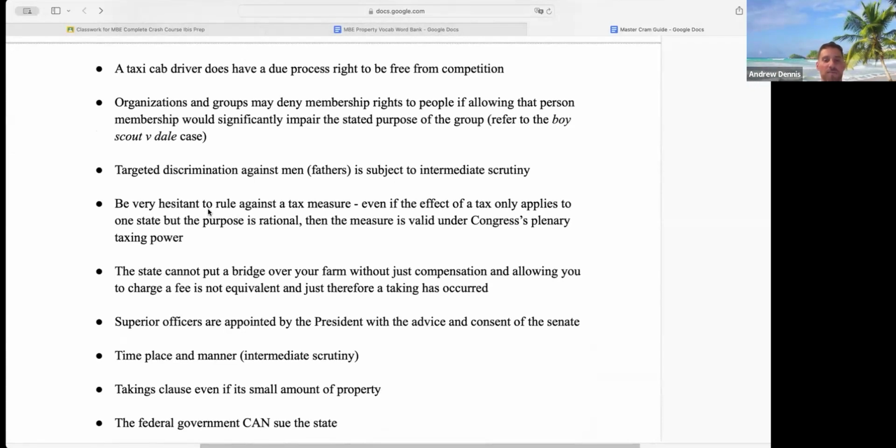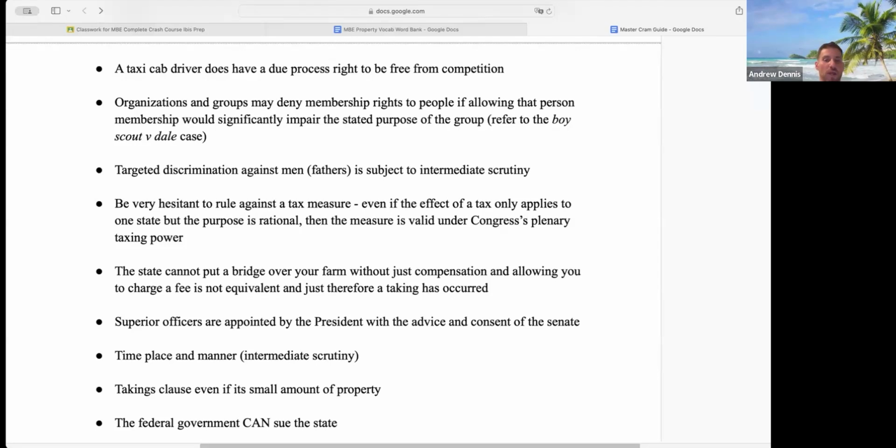Targeted discrimination against men, fathers is subject to intermediate scrutiny. They like to test that because people always know that targeted legislation against women is subject to intermediate scrutiny, but sometimes they forget that men are also a gender too.